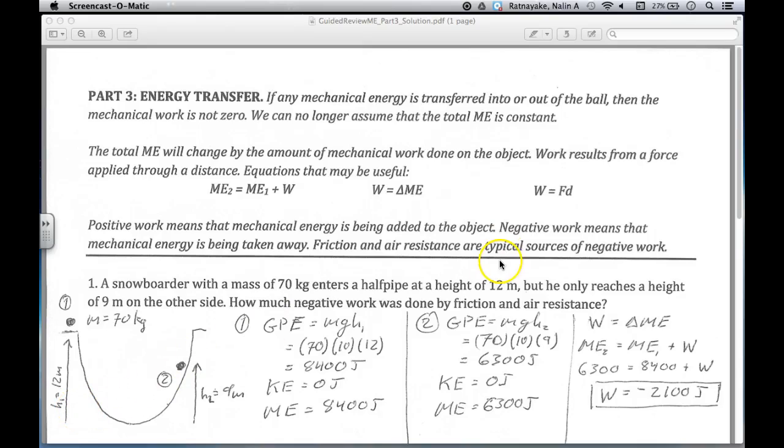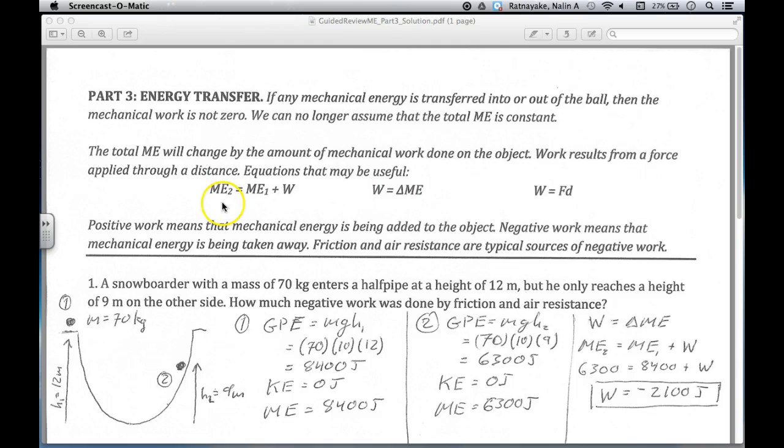Hello students, I just made a quick video for you to step you through part 3 of the guided review on mechanical energy, because I think there are some questions that we all have about work and how work can change the total mechanical energy of an object or a system.